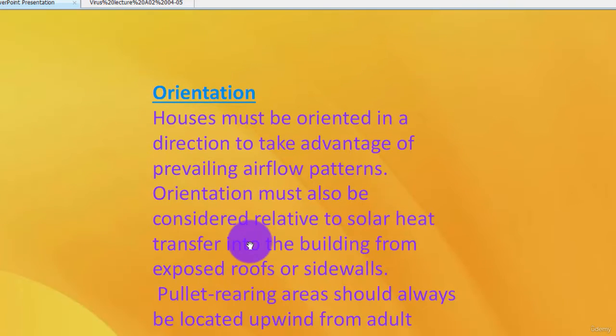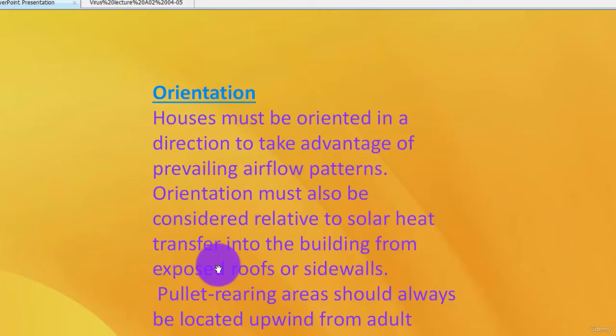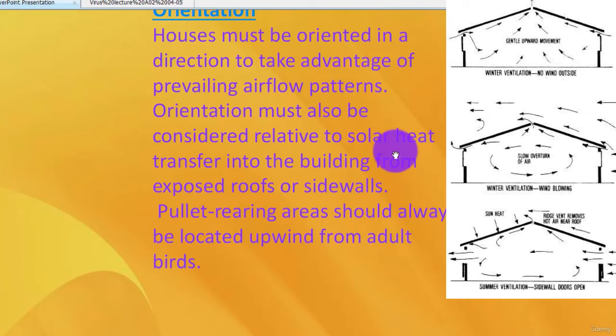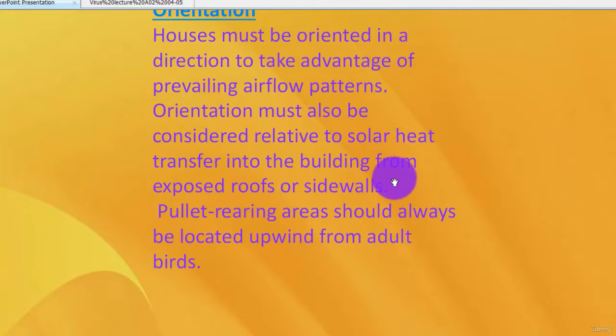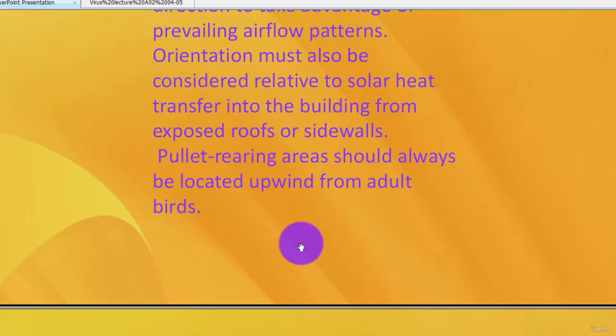Orientation. Houses must be oriented in a direction to take advantage of the prevailing airflow pattern. The air comes in from one side and leaves from the other side. Orientation must also consider the solar heat transfer into the building from the exposed roof or side walls. Poultry rearing areas should always be located upwind from the adult birds.